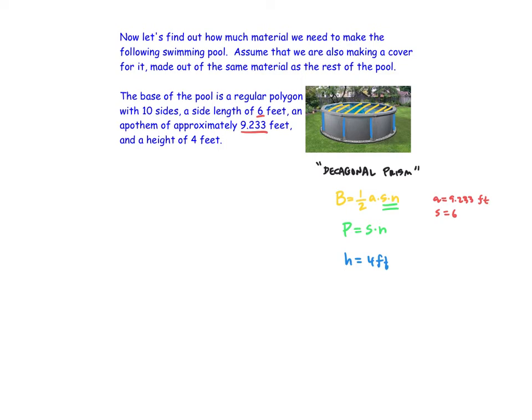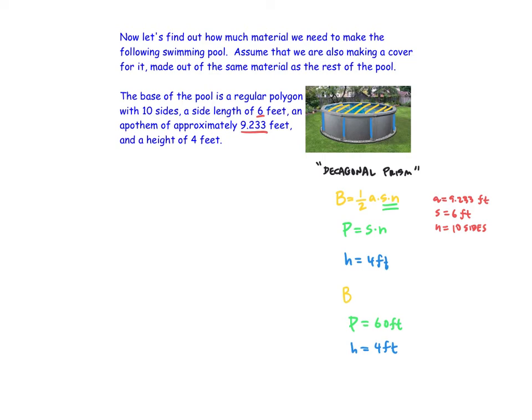Oops, feet starts with an F. There we go. And N, the number of sides. Well, we know that a decagon has 10 sides. So pretty quickly, I can find P. P is going to be 6 feet times 10 sides, so 60 feet. All right, I already know H. H is 4 feet. So I just got to find B.